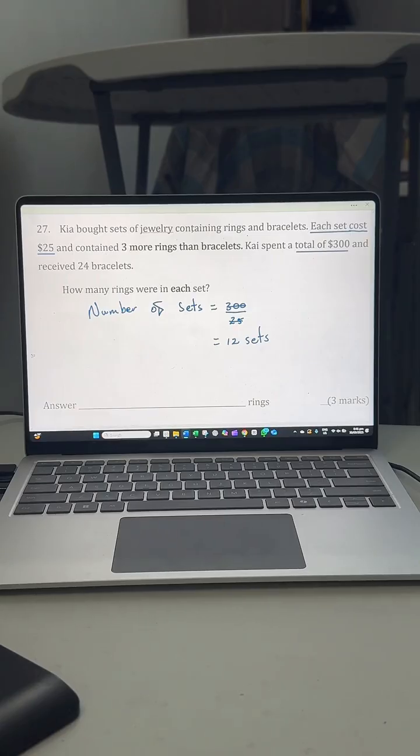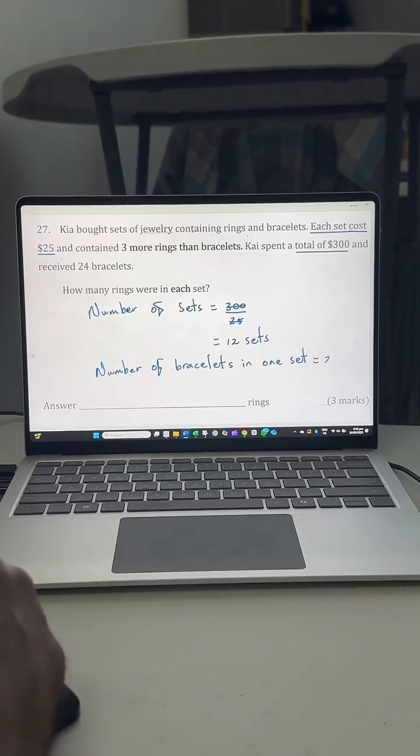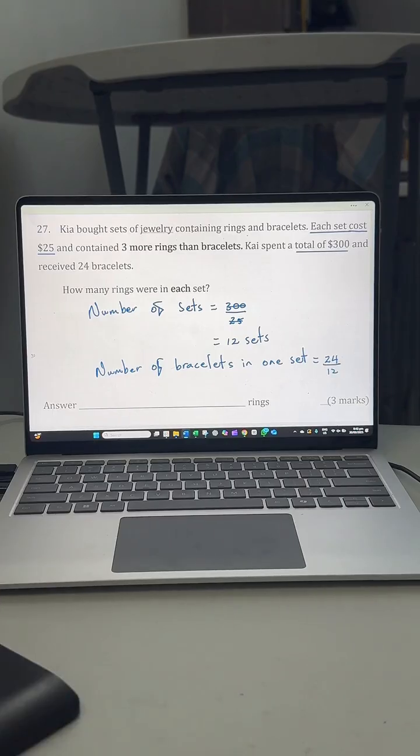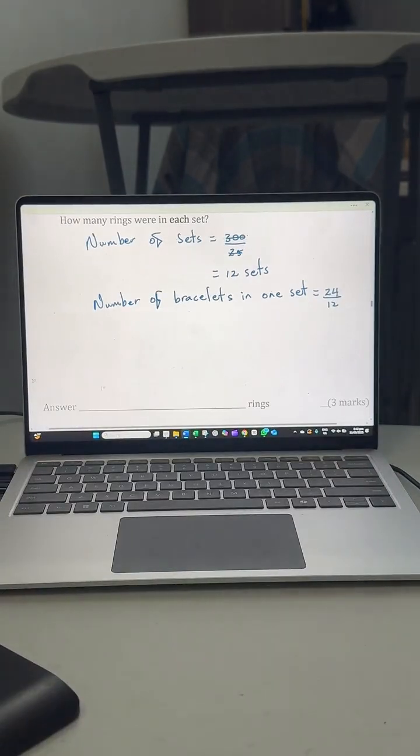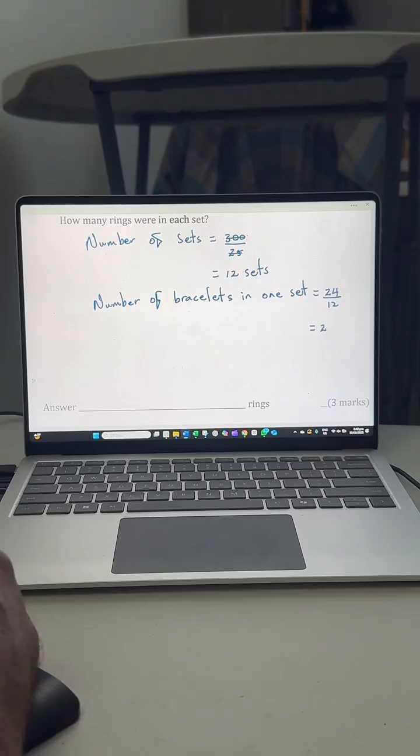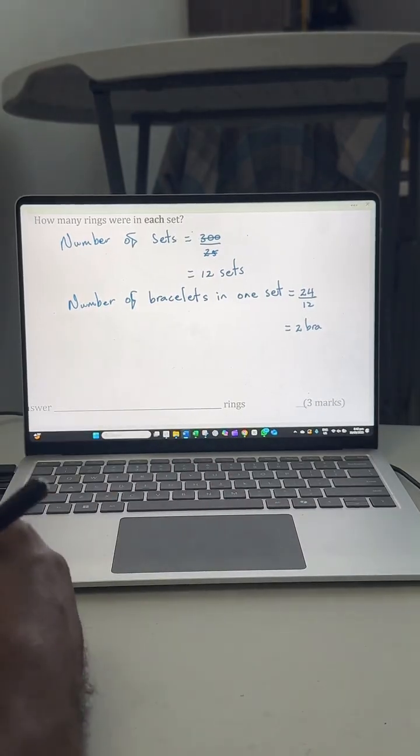I have 2. So this is the number of bracelets. I have 2 bracelets. In one set would be equal to 24 divided by 12, right? How many bracelets would there be in one set? That will be equal to 2 bracelets.